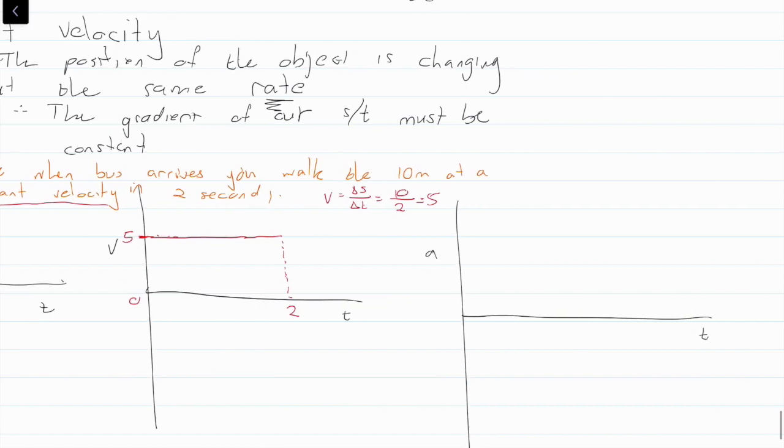Next I am going to go to the acceleration time graph. If you're traveling at a constant velocity, it means that there cannot be an acceleration. You're not accelerating, because then you'd either be speeding up or slowing down. So again, our acceleration time graph is just a nice plateau for 2 seconds.